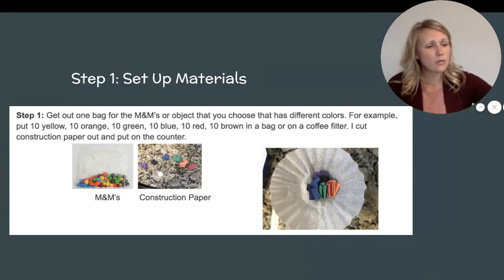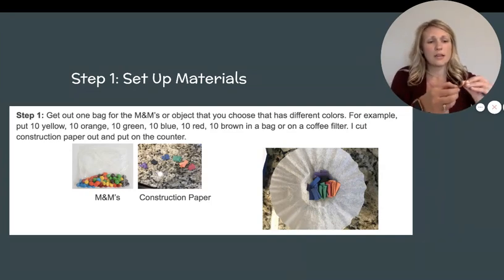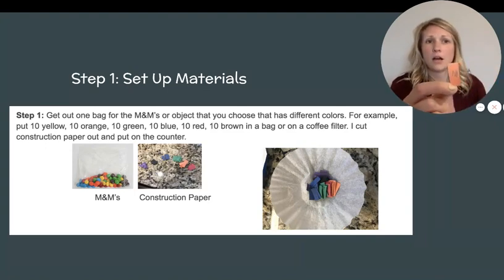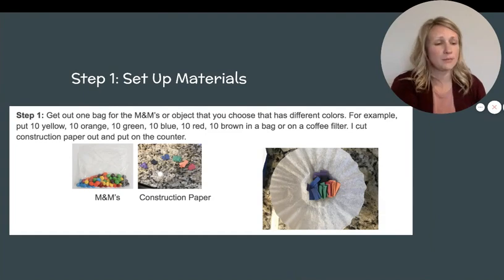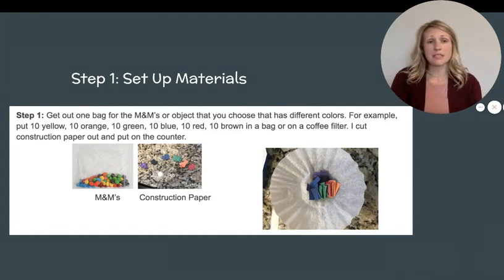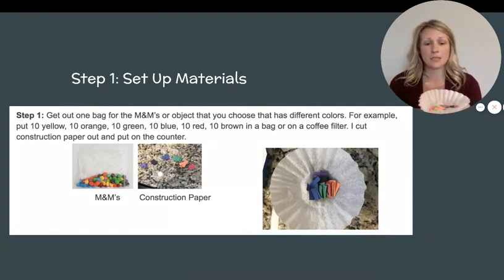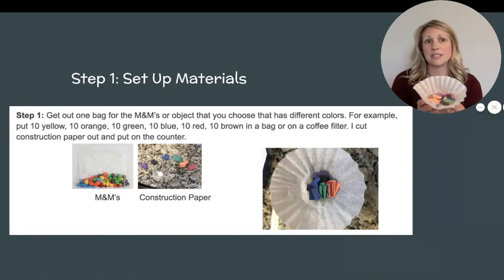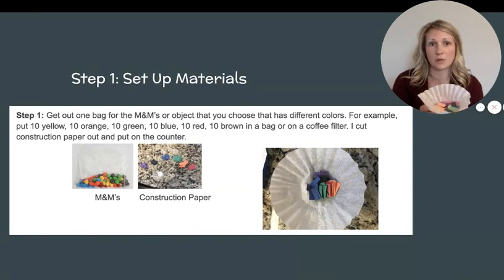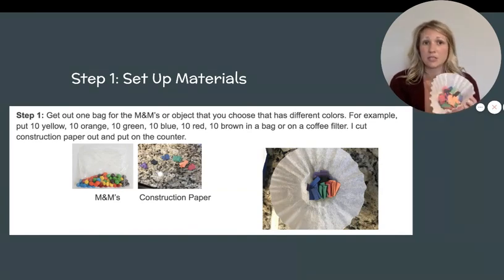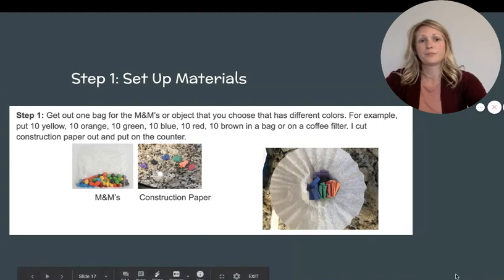And I also wrote the letter M on my pieces of construction paper because these are going to be your prey. Now, since they're pretending to be my M&Ms, I wanted to write the letter M on them to make sure that I would be able to know that these are the ones I'll need to separate back out when we go to our inquiry activity. So that's the first step that you're going to do. Cut your construction paper or get your other objects set up. Get 10 pieces of each color.